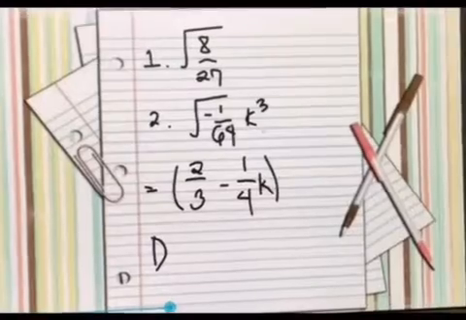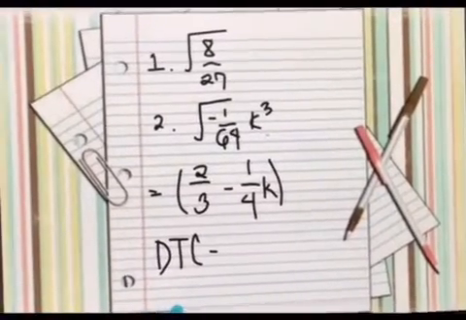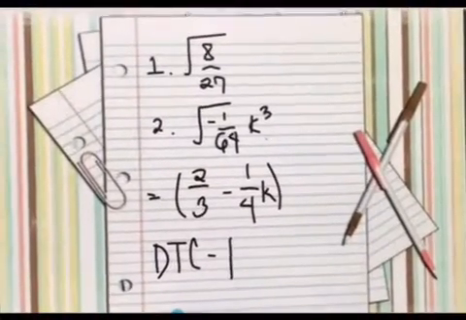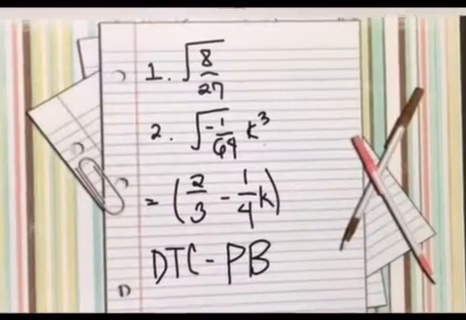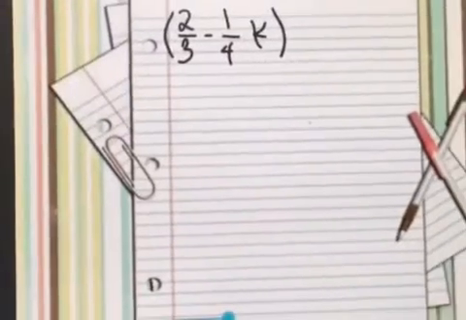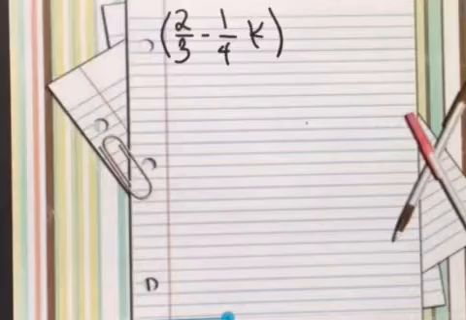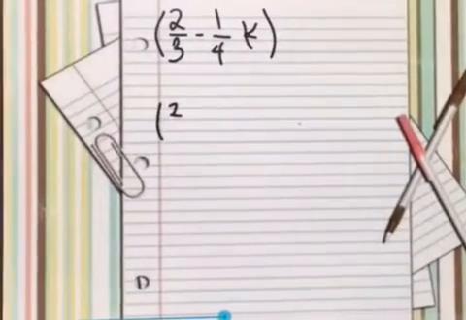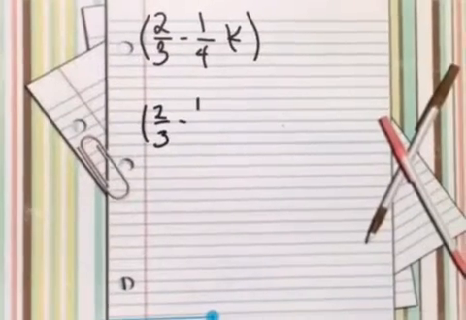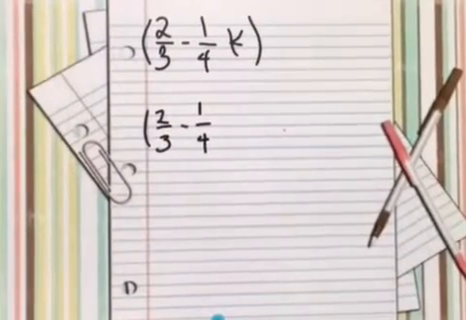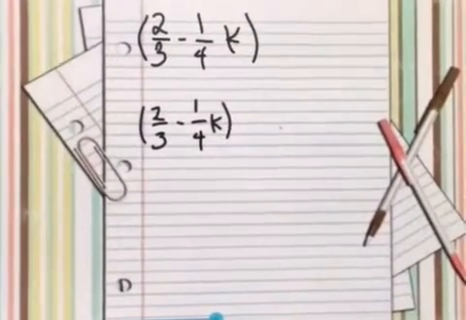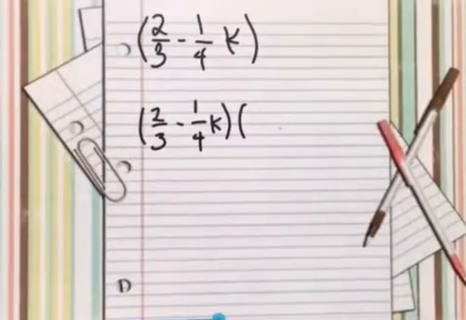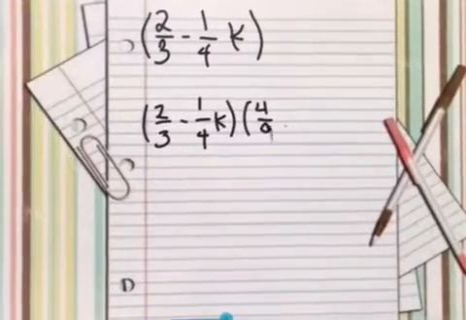But that isn't your final answer yet, because DTC's counterpart is the product of a binomial and a trinomial factor. To solve for the final answer using DTC, you're also supposed to solve for the trinomial factor. So how are you going to solve for the trinomial factor? First step is square the first term of the binomial factor.